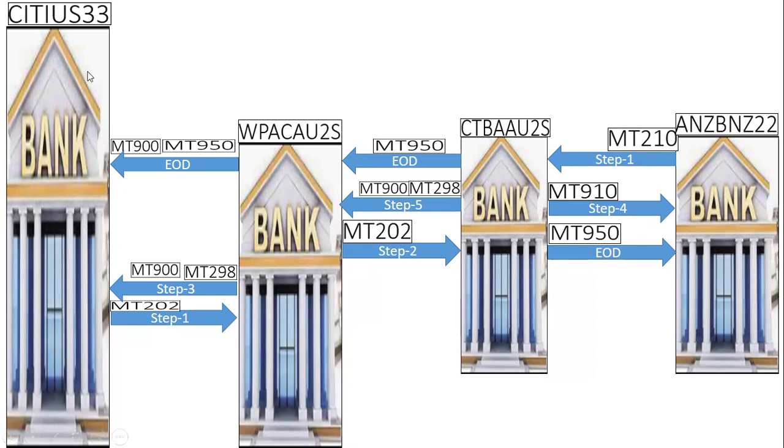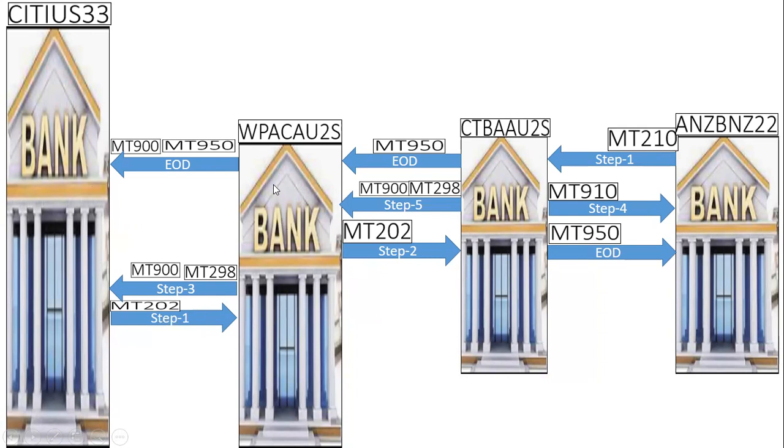After that, Citi US will make the payment. Since it doesn't have a Nostro account directly with Commonwealth Bank of Australia, it will use its currency correspondent and send out this payment. MT202 is what they will send. And on receiving this MT202, Westpac does its validation.